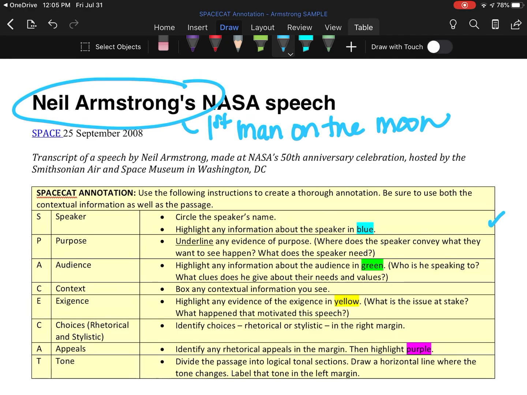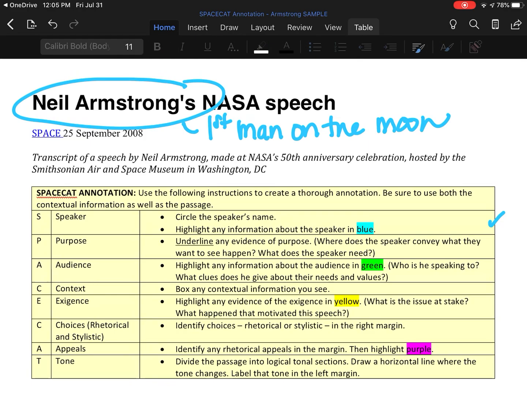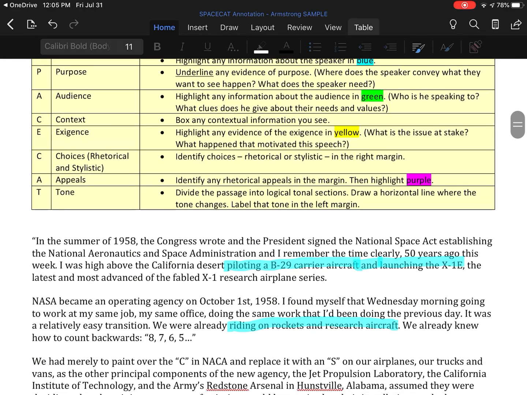Underline any evidence of purpose. So I'm looking at purpose now. Where does the speaker convey what they want to see happen? What does the speaker need? Now, we've only read a short portion of this, so we actually haven't dug into that yet. I mean, we can make guesses based on other aspects of the rhetorical situation, right? But we haven't, in the two paragraphs we've read, seen anything really about purpose yet.